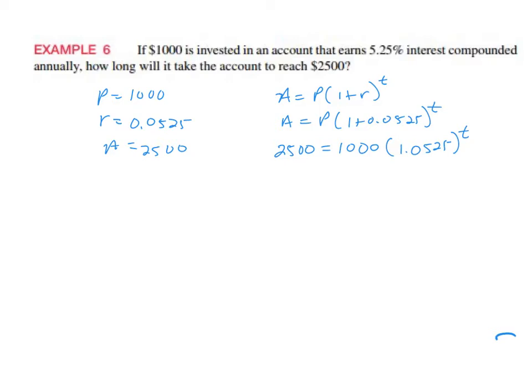So many professors talk about it as you're trying to get T as an exponent out of the exponent position. So whenever you have a variable in an exponent, you can get it out of the exponent by taking a logarithm on both sides of the equals. Now you can use any logarithm that you want.